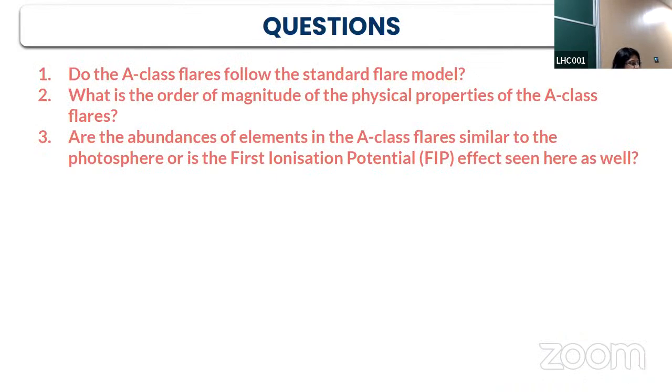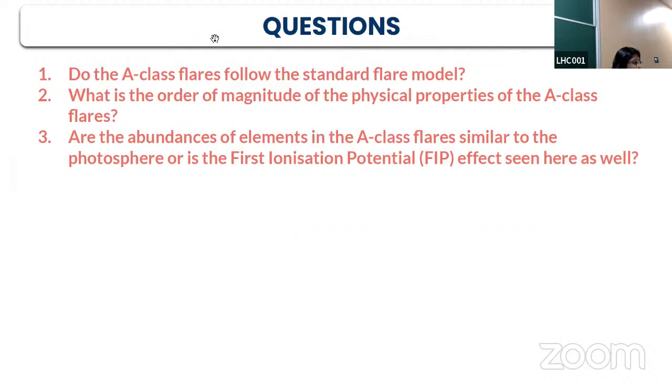So the questions that we're trying to answer from this study are: do the A-class flares follow the standard flare model? What is the order of magnitude of the physical properties of the A-class flares? Are the abundances of elements in A-class flares similar to the photosphere, or is the first ionization potential effect seen here as well?